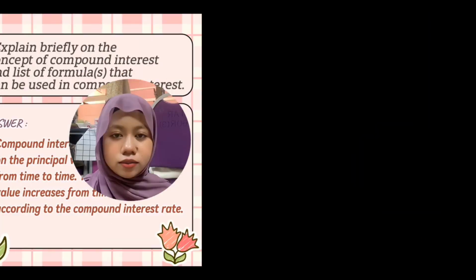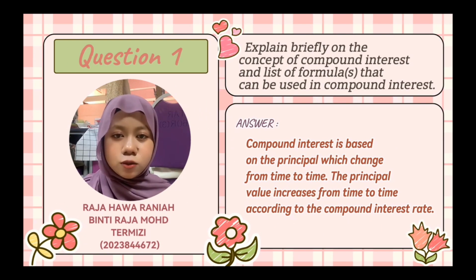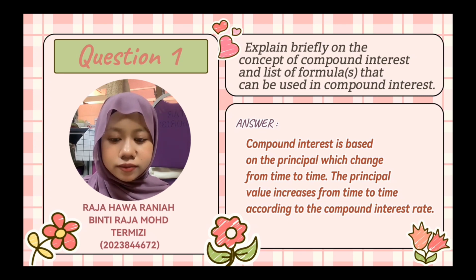So now I will explain to you guys question 1. Okay, for question 1, explain briefly on the concept of compound interest and list the formulas that can be used in compound interest. Compound interest is based on the principle which changes from time to time. The principal value increases from time to time according to the compound interest rate.